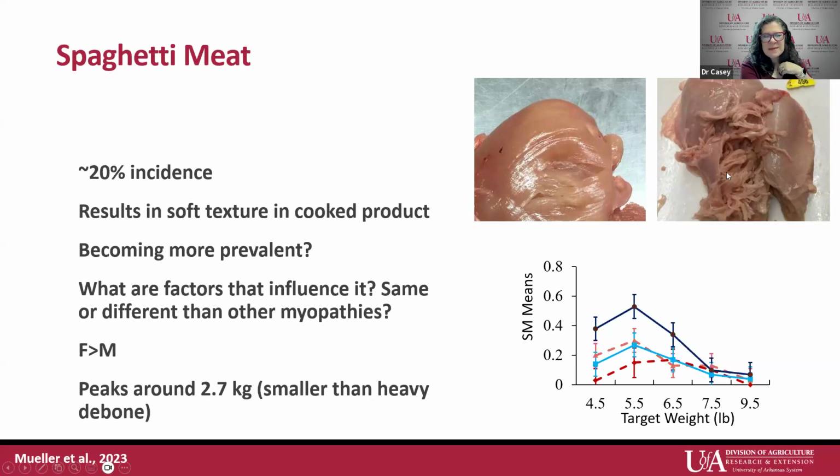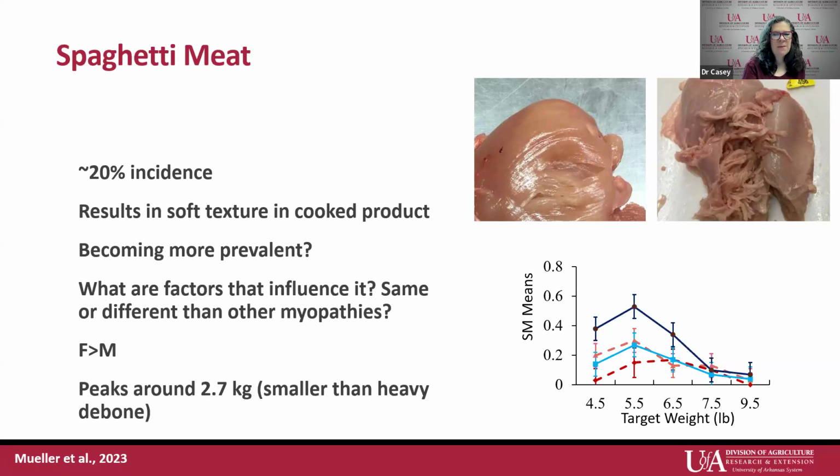In terms of incidence, I would say it could occur at an incidence of up to 20%, and results in a soft texture when you cook the product. We have seen more of a prevalence of this in more recent years for whatever reason. Have we made some progress on the genetic side of woody breast, and maybe we've started seeing this problem as a result?